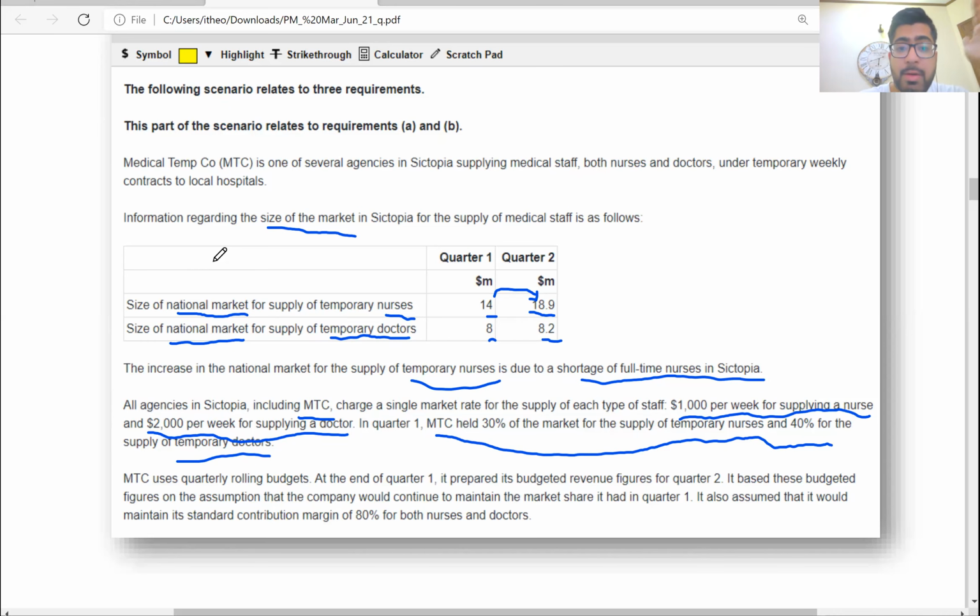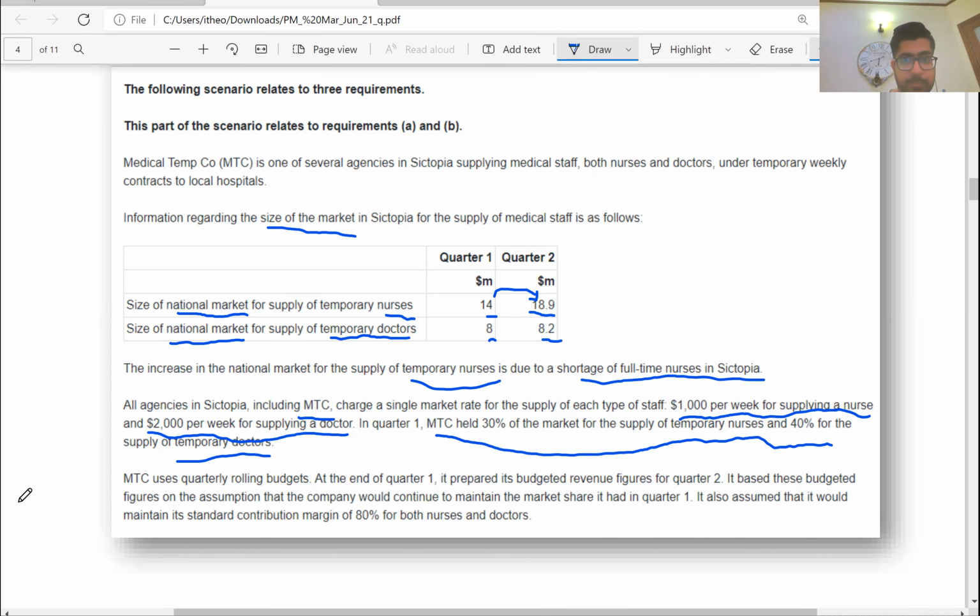What was the data above? That was the size of national market for nurses and doctors. But in Q1, MTC held 30% of the market for supply of nurses and 40% for the supply of doctors. I think from this information, we have to first just write down some stuff so that things don't get mixed up.